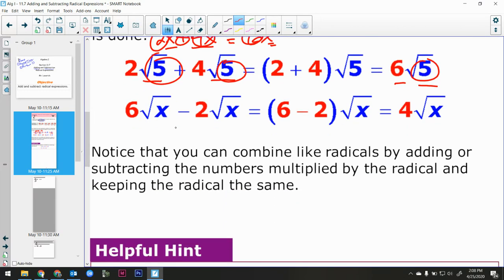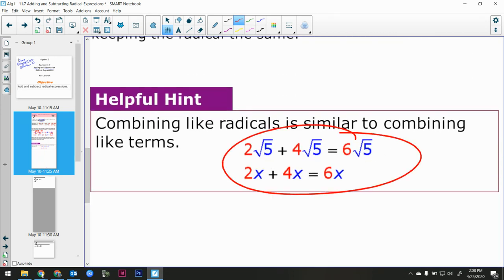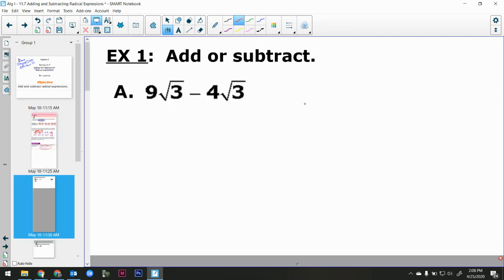So if I had 6 radical x minus 2 radical x, that would be 4 radical x, right? 6 minus 2 is 4. Notice it's just like combining like terms. Same thing as if you have like radical terms. And it has to be the exact same radical term. So 9 radical 3 minus 4 radical 3. I do have like radical terms, so 9 minus 4 is 5. Yes, it's that simple. Don't change what's underneath the radical. A very common thing to do is try to make that a radical 9 or something like that. This is radical 3, this is radical 3, this is radical 3. That has to carry throughout.